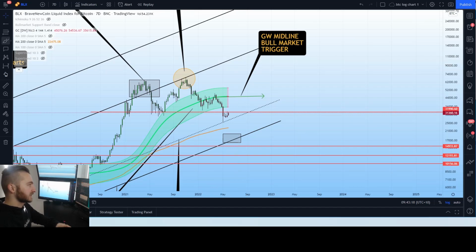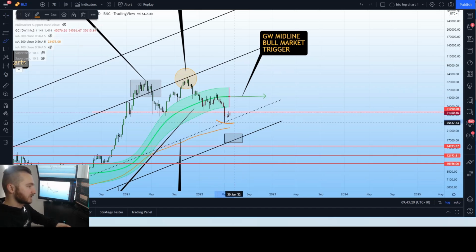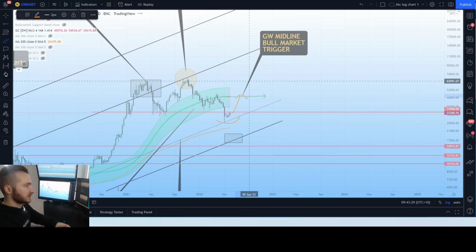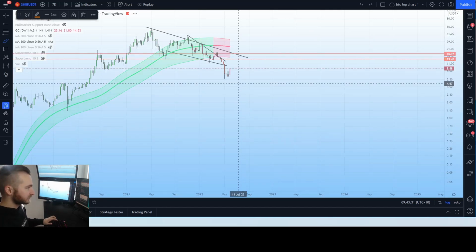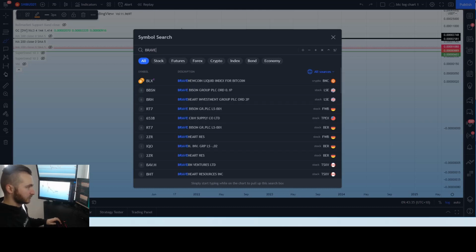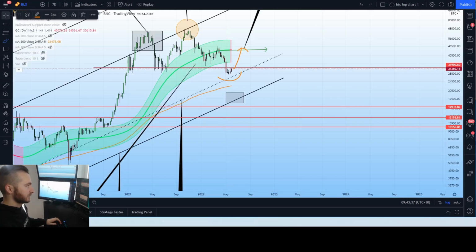So best case scenario for the future of Bitcoin, we bounce over here, bullish, we push through our midline. The midline represents this line over here, that 47K zone. Push through that zone here. Sorry, I've just deleted my chart. Let's bring it back. Brave New Coin Liquid Index. Here we go. All right, cool.